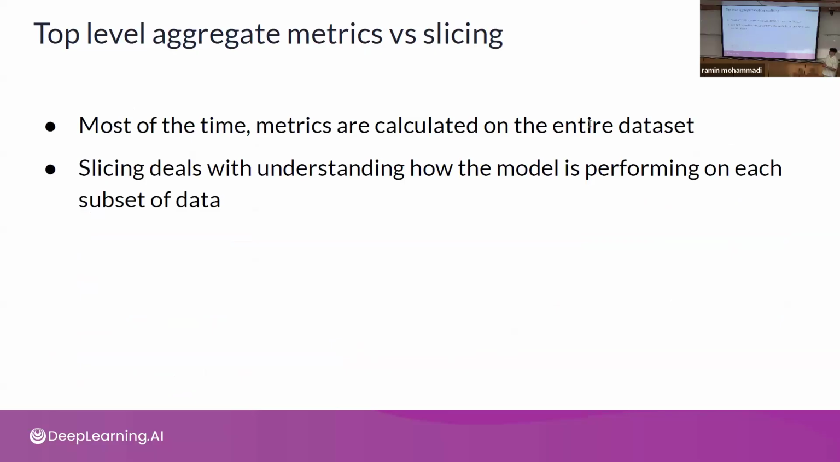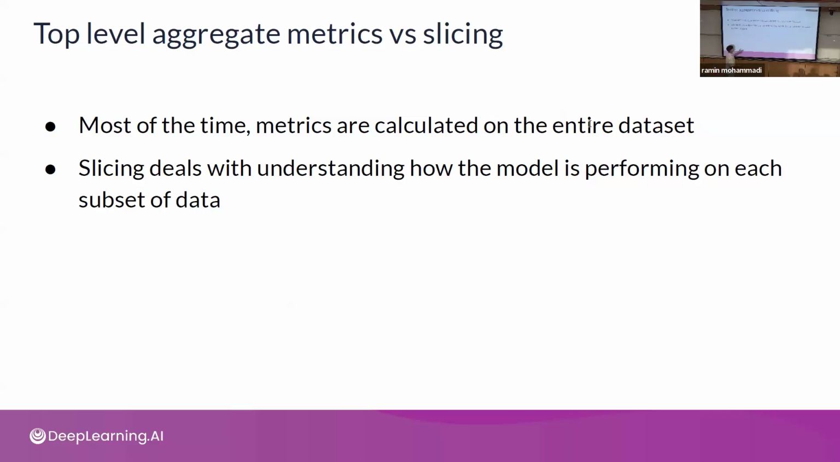The thing is that when we are looking at these metrics, most of the metrics that we are using in day to day are kind of top level metrics. That means you have a validation data or a training data and you just report what's the AUC on this, what's the F1 score on this. Those are called top level metrics.